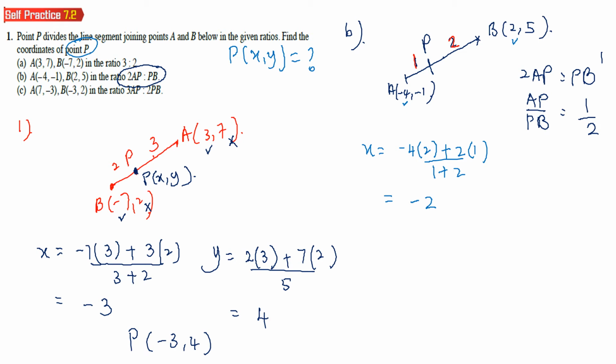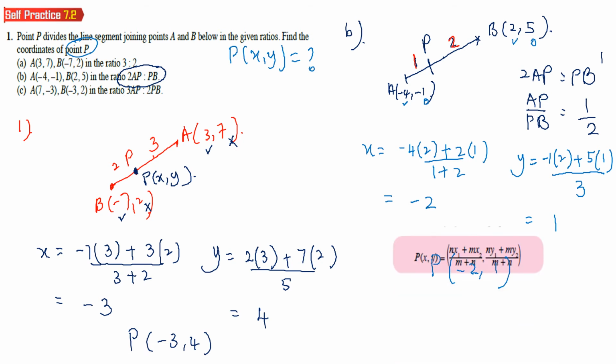Same way for Y. We look at the first Y and the second Y. Negative 1 is our first Y. We start with negative 1, multiply with 2, plus the second Y, which is 5, multiply with 1. All divided by 1 plus 2 as well, which is 3. So negative 2 plus 5 is 3, 3 over 3 is 1. So our coordinates of P will be negative 2 and 1.